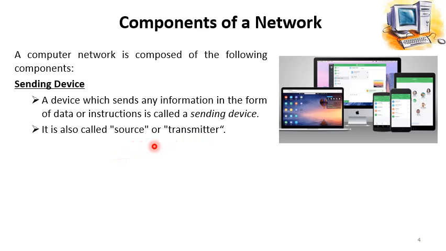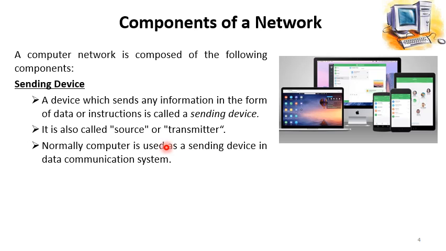It is also called source or transmitter. Source means the point from where the data originates, or which sends the data or information over the network. Normally, a computer is used as a sending device in a data communication system.